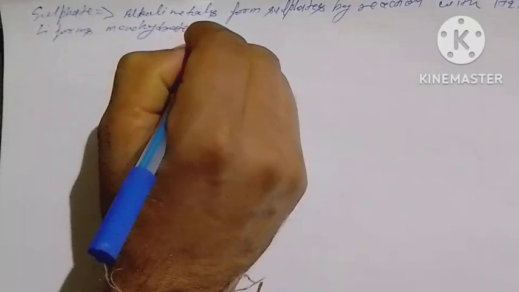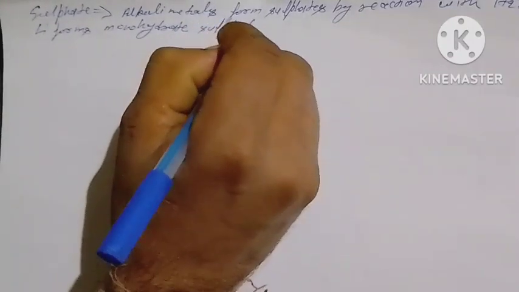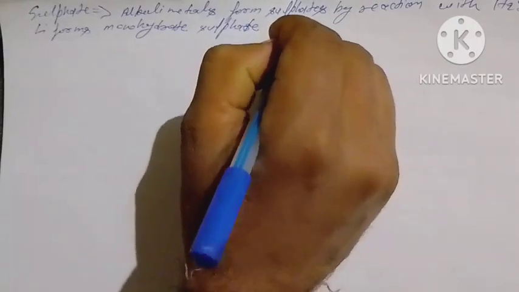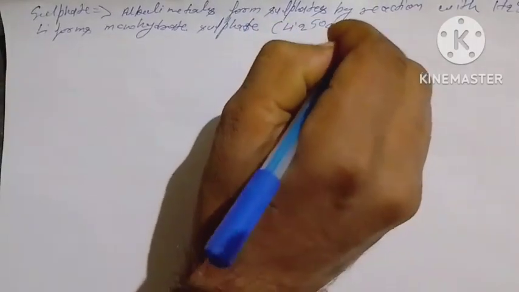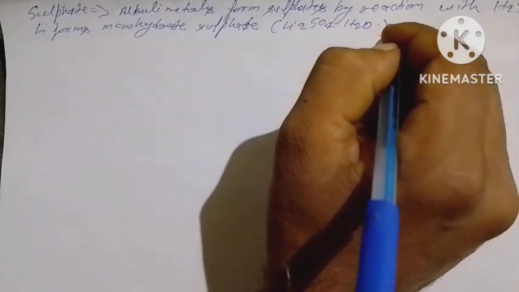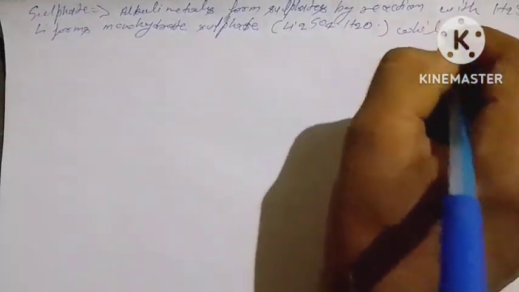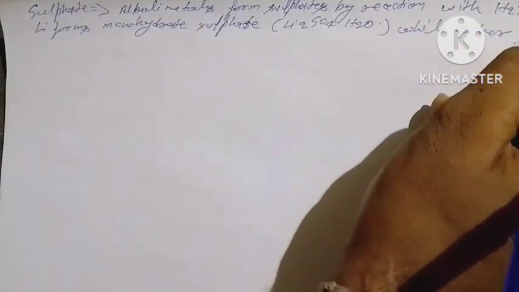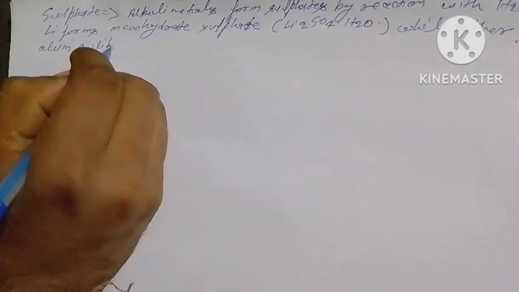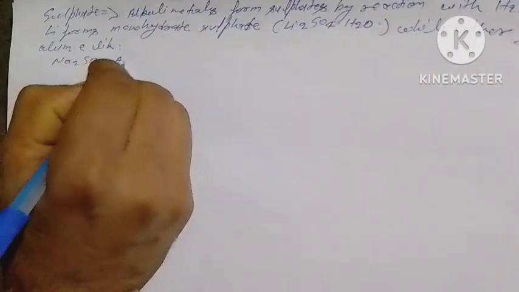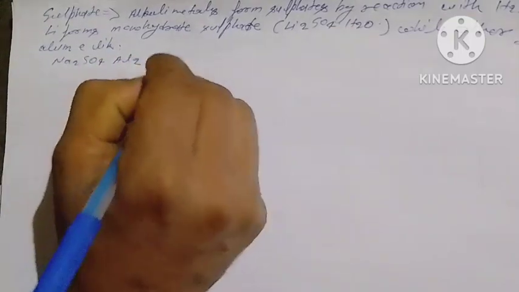Lithium forms monohydrate sulfate, Li2SO4.H2O, while others form alums. Then Na2SO4, Al2(SO4)3, 24H2O.